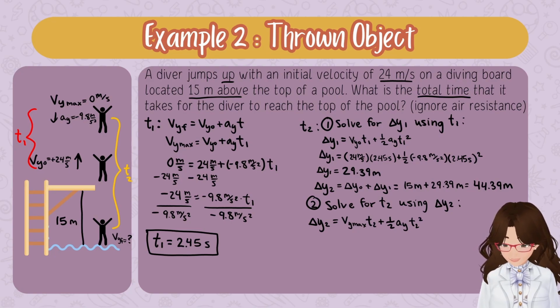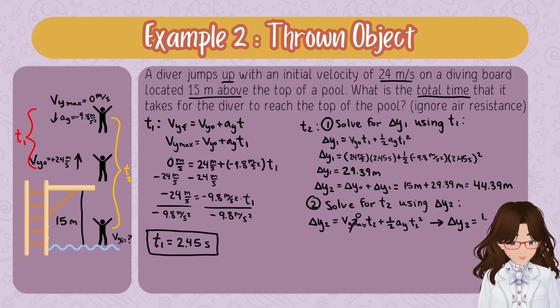Now, here's the thing. Because we're measuring the time from the max height to the top of the pool, our initial velocity when the diver is at their maximum height is 0. In this case, that term is 0, which I love. Anytime something goes to 0, it's awesome because that means our equation is a lot nicer. It's delta y2 is equal to 1/2 AY T2 squared. That's what we're working with.